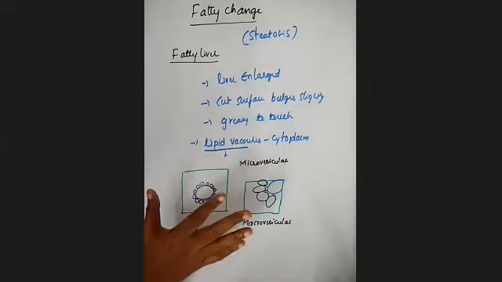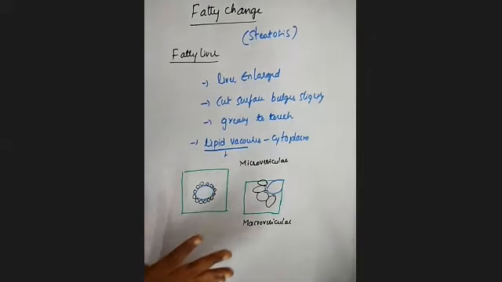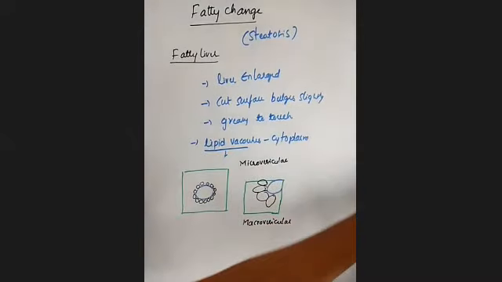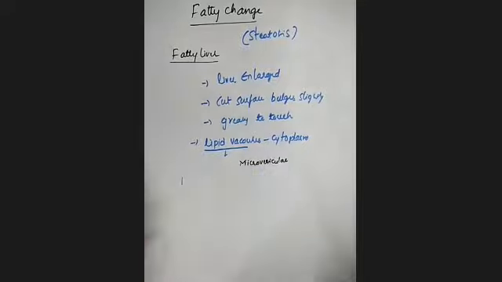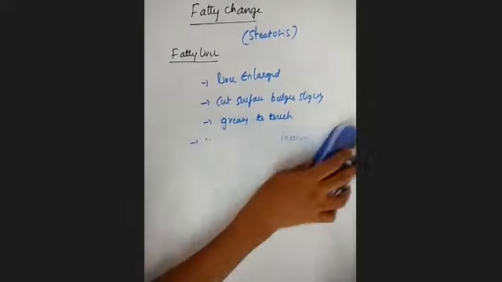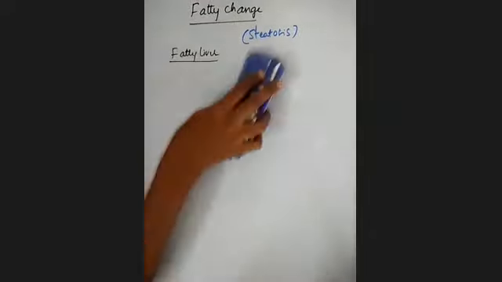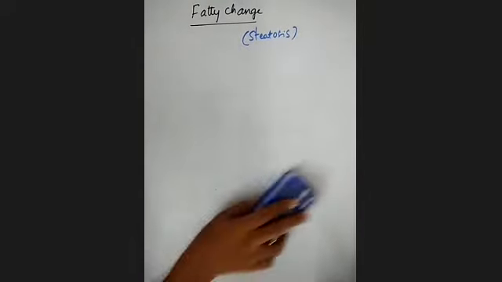Clear? Apart from these lipid vacuoles, some morphological features are that the liver is going to be enlarged, on the cut surfaces you are going to observe some slight bulges, and the liver is going to be greasy to touch. See, this is all regarding the fatty change. Clear? And we have also discussed one example of fatty liver. I think you understood what is meant by a fatty liver.